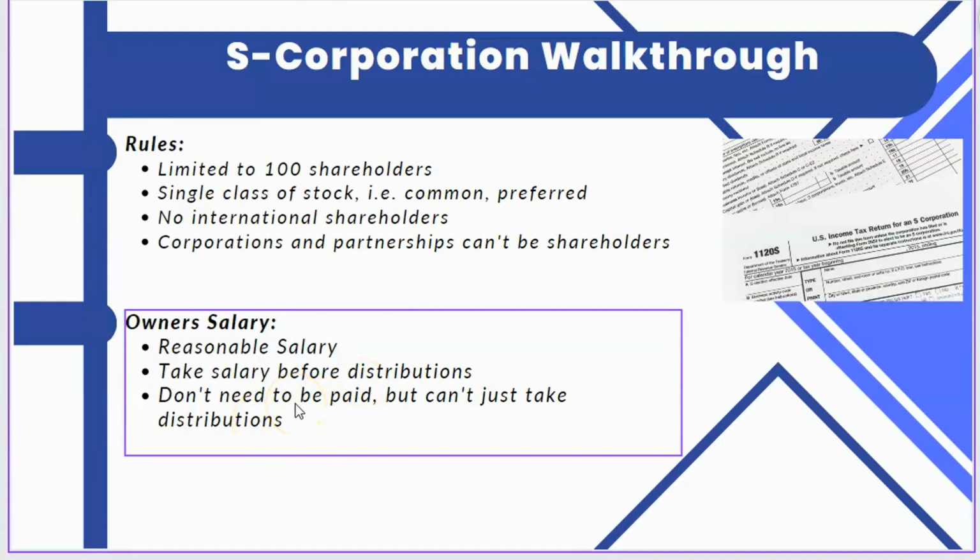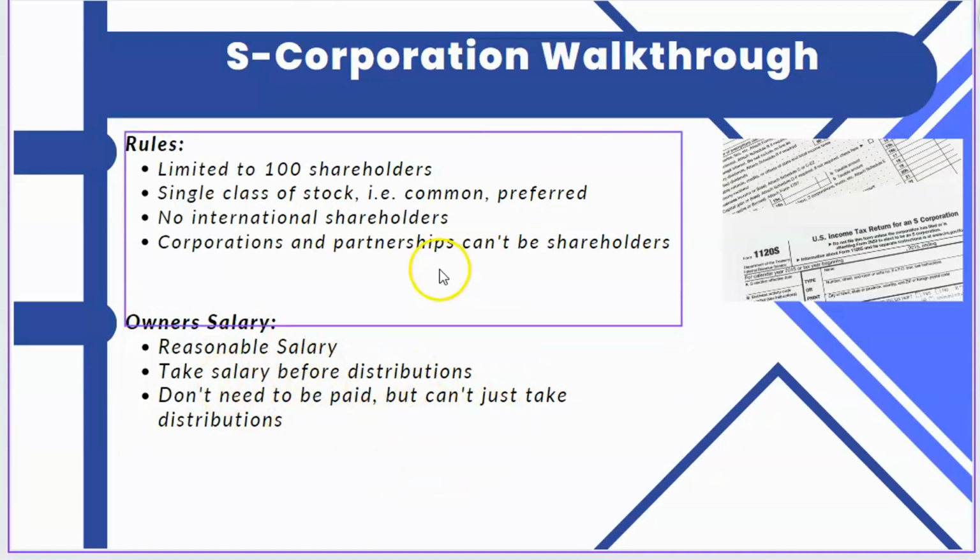So the owner decides, all right, in 2023, I'm not going to get paid, no distributions, no salary. That's fine. They're not going to get dinged for that. It's just when they take distributions and no salary, or their salary is very low. That's where the IRS is really kind of focused here.